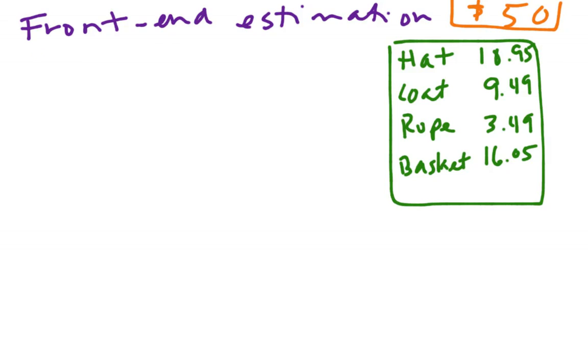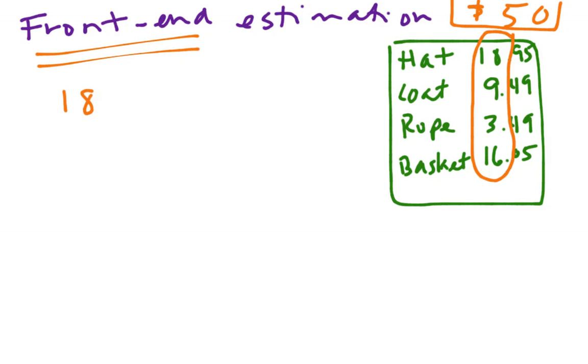So the front end part of it means you're going to concentrate first on all the numbers in front of the decimal, and you're just going to add those up. So you've got 18, 9, 3, and 16. So you're just going to pull those off, ignore the decimal for now, add them up because it's pretty fast to do this. So we get 11, 26, 46.